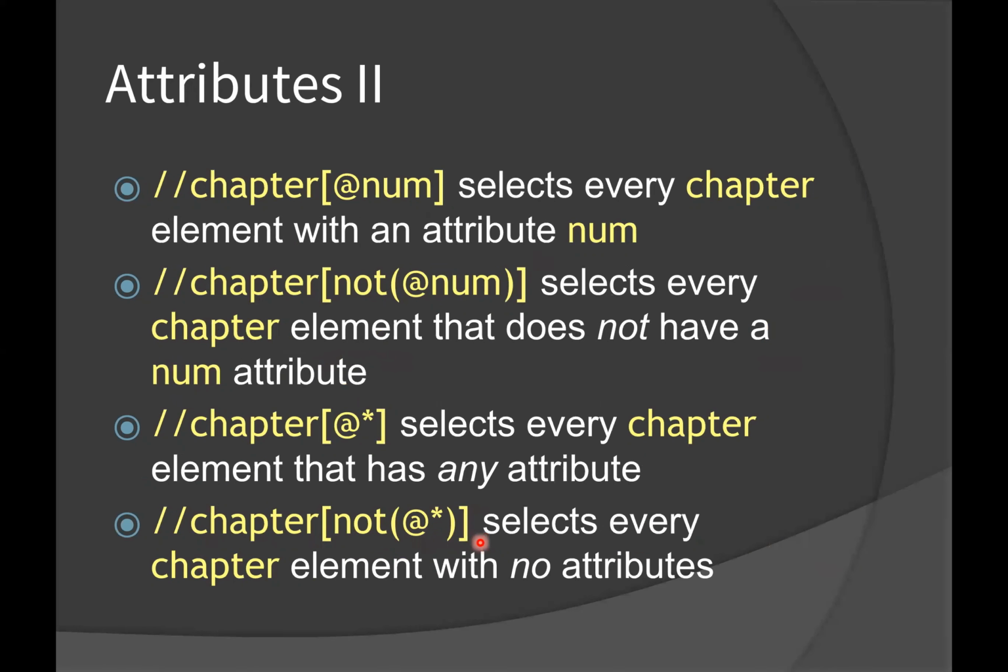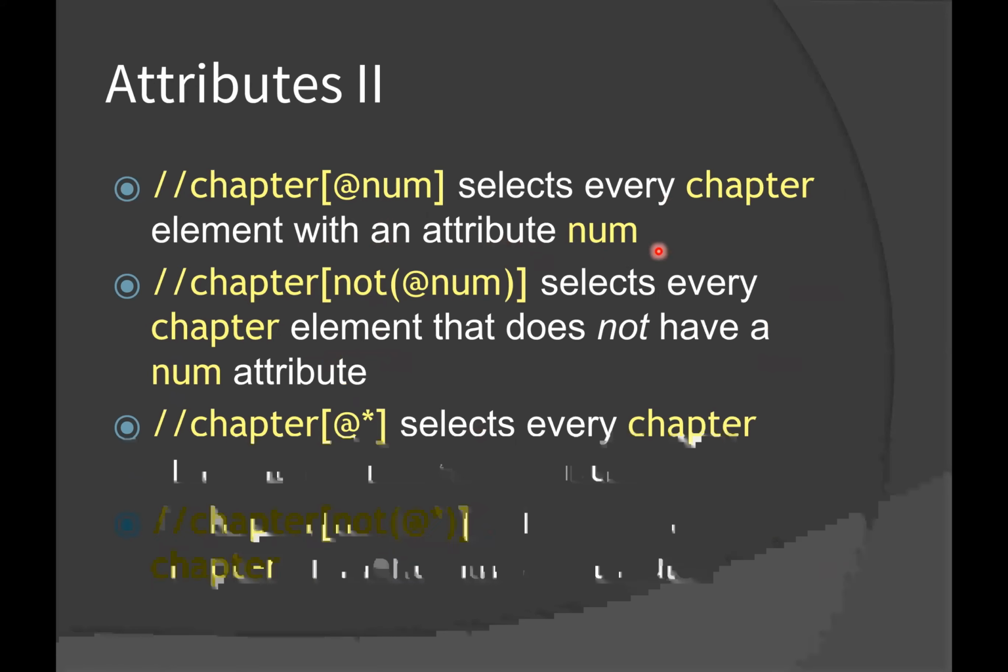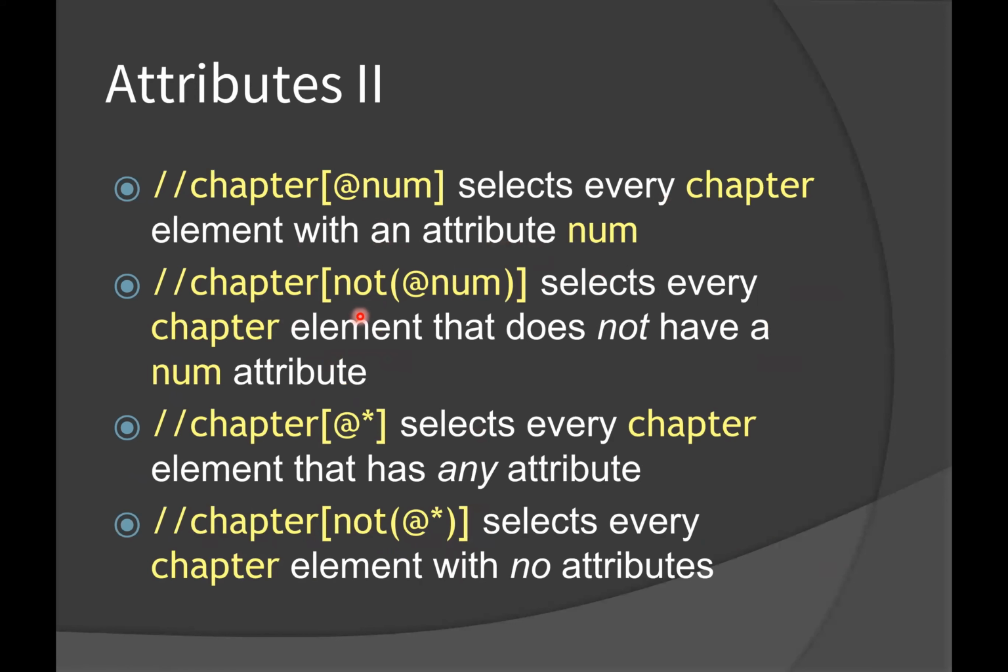So the attributes, quick heads up. Chapter @num selects every chapter element with an attribute num. Chapter not @num, obviously, is a negation of it. Chapter @* selects every chapter element that has any attribute. The not will just negate it.